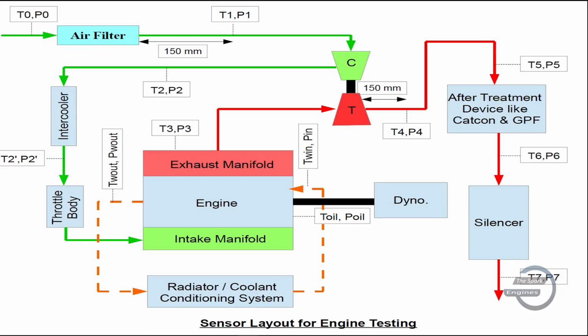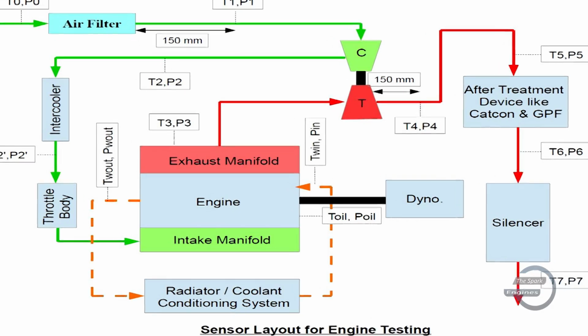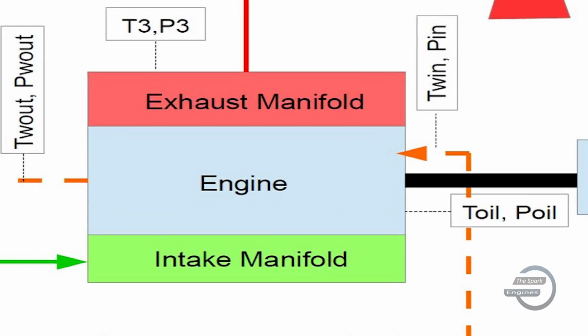Apart from the intake and exhaust system, we need to capture additional data like that of coolant and lubrication oil. Hence, T oil and P oil are used to capture temperature and pressure of the lubricating oil. These sensors are very important because lube oil properties determine the performance of an engine, and a properly pressurized lubrication system helps in reducing friction between the engine's rotating and reciprocating parts.